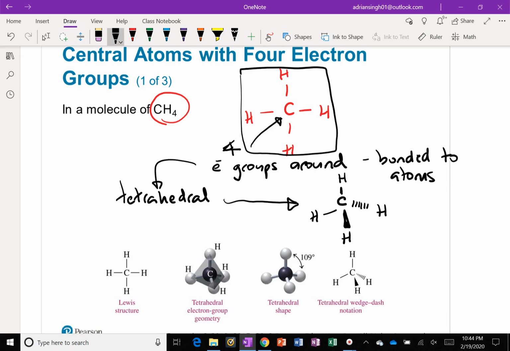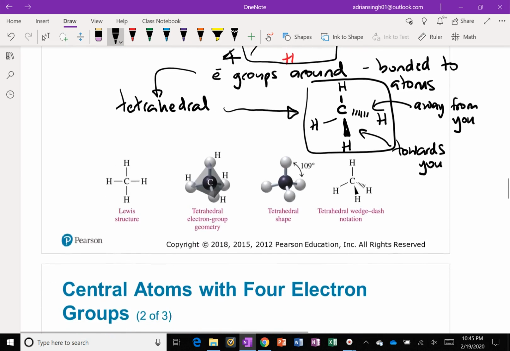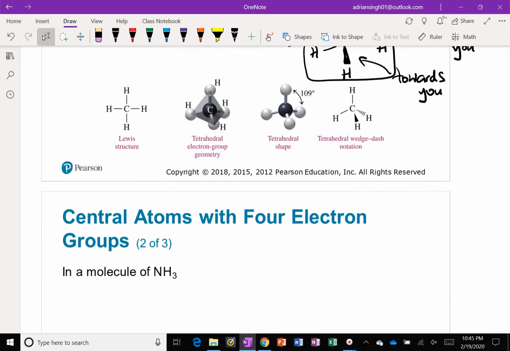If you think of this bond here, right, coming towards you, and this bond here going away from you, then you have the base of your tripod, and then you have your H sticking out from the top, right? So that's how we can represent something three-dimensionally on a flat surface like your paper or screen, for instance. We use the wedge and the dashed line notation to do that.